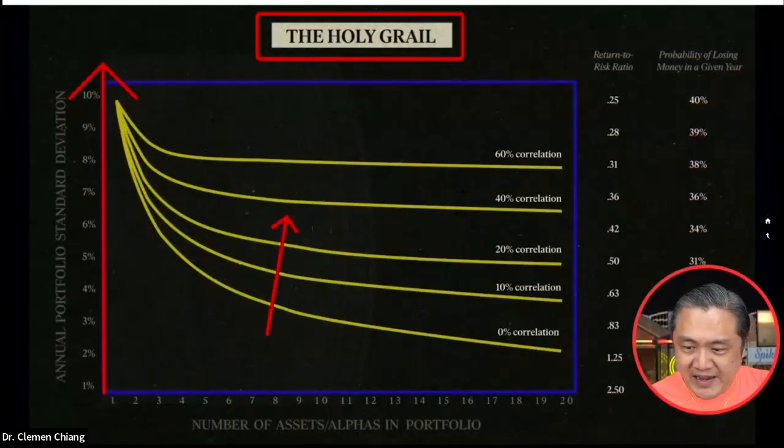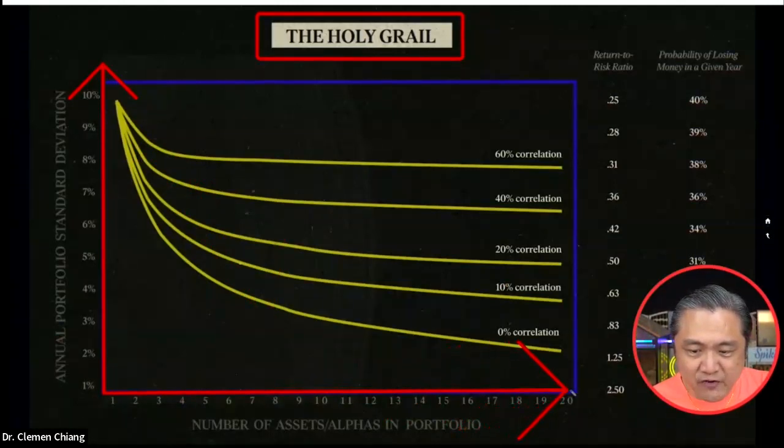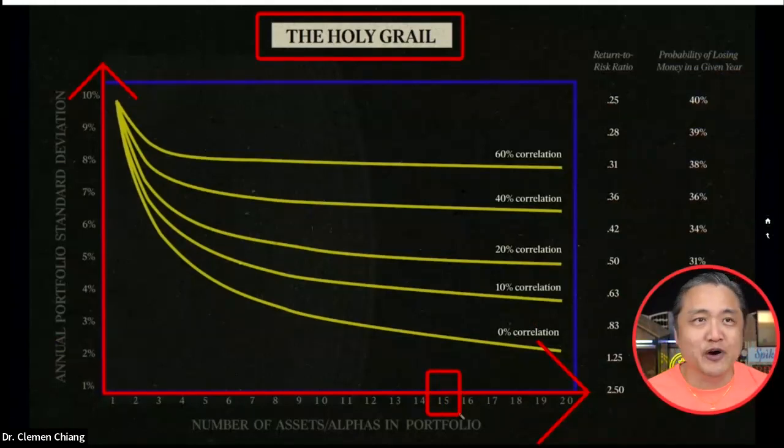And on the x-axis, what you have over here is called the number of assets or alphas in your portfolio. Now, he loves to preach about the number 15. So Ray Dalio's perfect portfolio, or what we call the Holy Grail portfolio, is to have about 15 stocks inside. Okay? So we start with this concept.